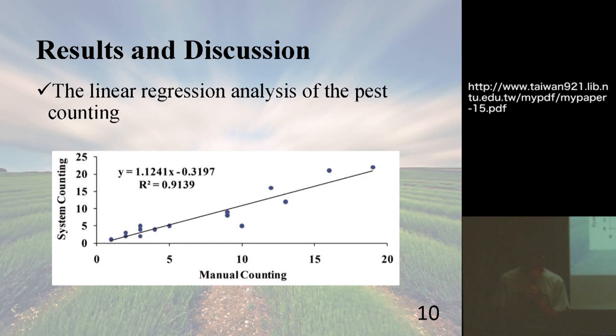Okay, and this is the linear regression analysis of the pest counting. This is the system counting, and this is counting by people. We can see the people counting and the system counting have very close R squares. So the system can help people counting.